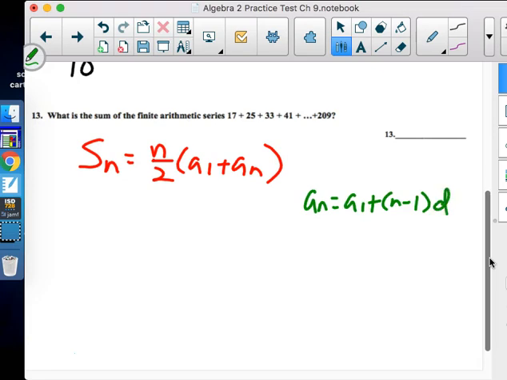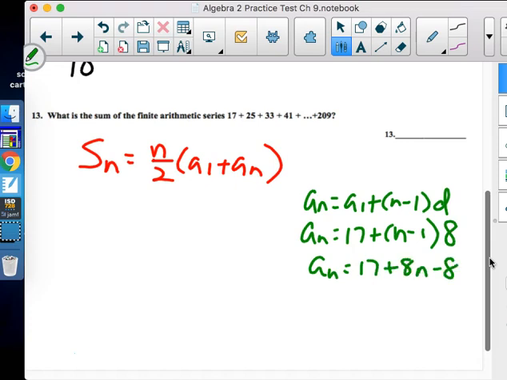All right. To write that rule, we need the first term. Do we know that? That's 17. And we need to know what they're adding every time, because that's d. What's d? What are they adding every time? 8. So my rule says 17 plus 8n minus 8, which is 8n plus 9.